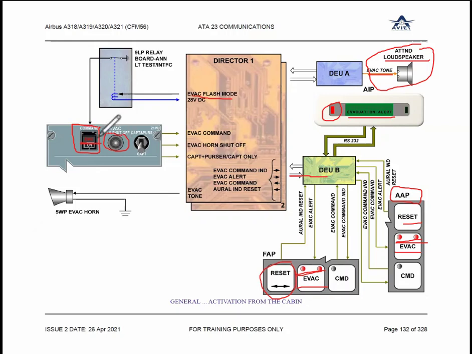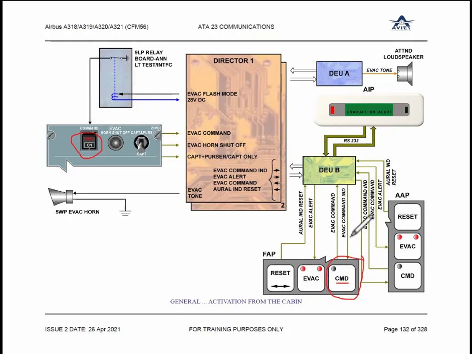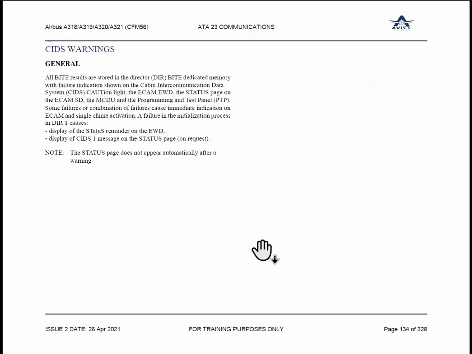Yes, it means the originating station has to press the switch again. The originating station has to do it. If the captain has done it, the captain has to press it again and reset. If the cabin supervisor has given a command, then the cabin supervisor has to reset. So I repeat, only the originating station can reset the command. The light will remain until it is reset. So this is just an alarm for the cabin crew and captain about the evacuation signal.